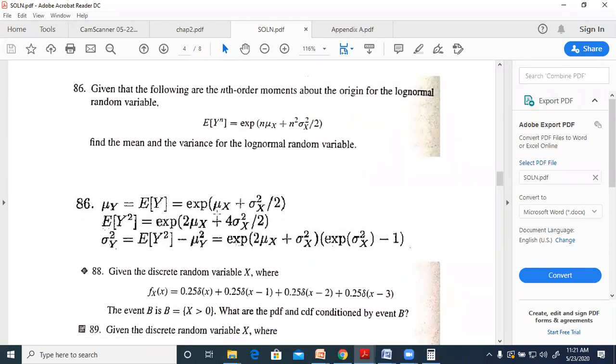Similarly, you can go through this solution also. Given that the following are nth order moments about the origin for the random variable, you can try to solve this. This can again be considered an exercise for you. Try to solve this, and then we will see the rest of the things in the next lecture.